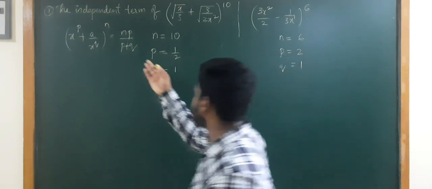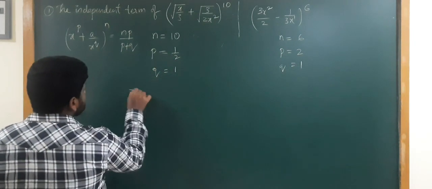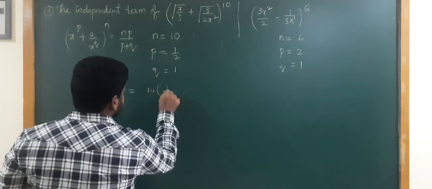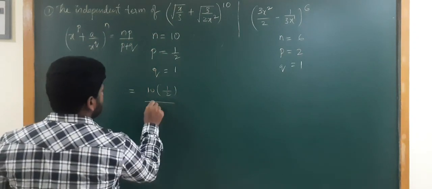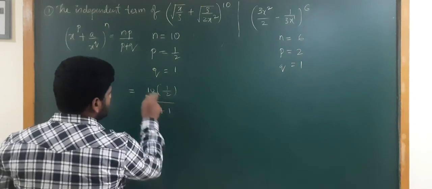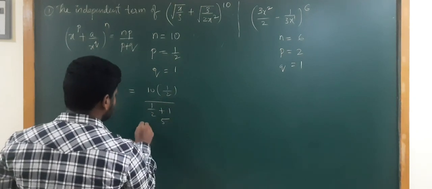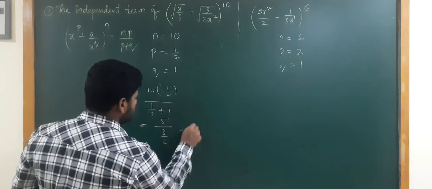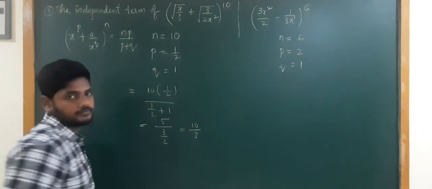Now we will apply the formula, np by (p plus q). What is n into p? 10 into 1 by 2, by p plus q. 1 by 2 plus 1. The numerator is 10 by 2, nothing but 5. The denominator 1 by 2 plus 1 is nothing but 3 by 2. So it is nothing but 10 by 3.